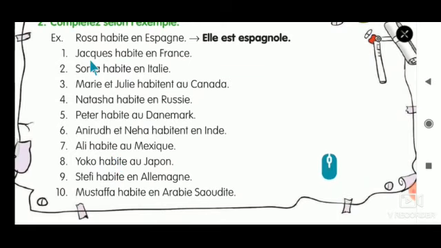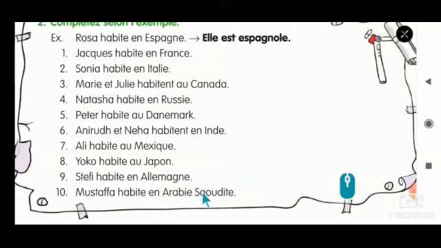You have to write Jacques habite en France. The name of the person is Jacques. Then you have to write il. Il est français. Sonia habite en Italie. Sonia is a girl. Elle est italienne. Marie et Julie habitent au Canada. Marie et Julie, so both are girls, right? So you have to write ELLES. Elles sont canadiennes with S.